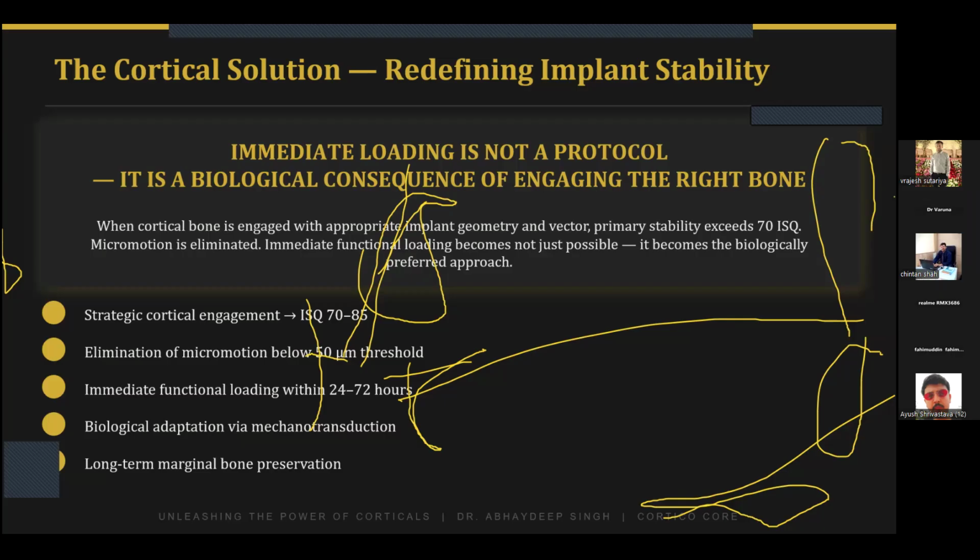The remodeling rate in the cortical bone is way lower. So when you get a higher ISQ value of 70 and beyond, maybe 80, 90, 100, you tend to eliminate the micromotion. The micromotion only you can eliminate completely.